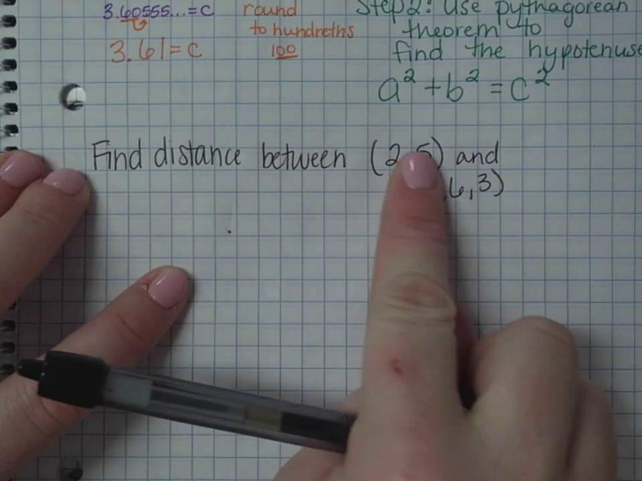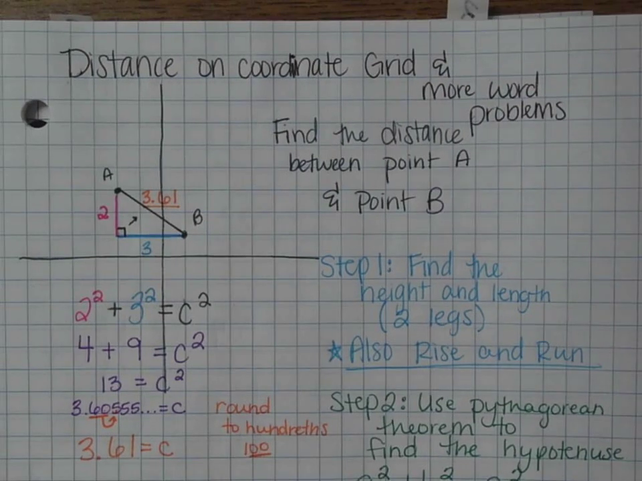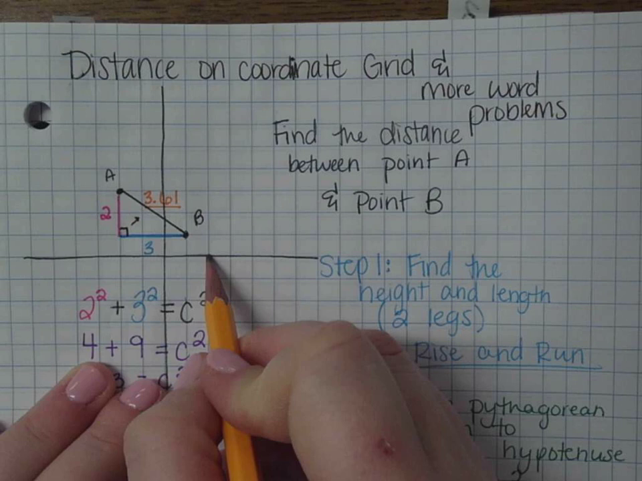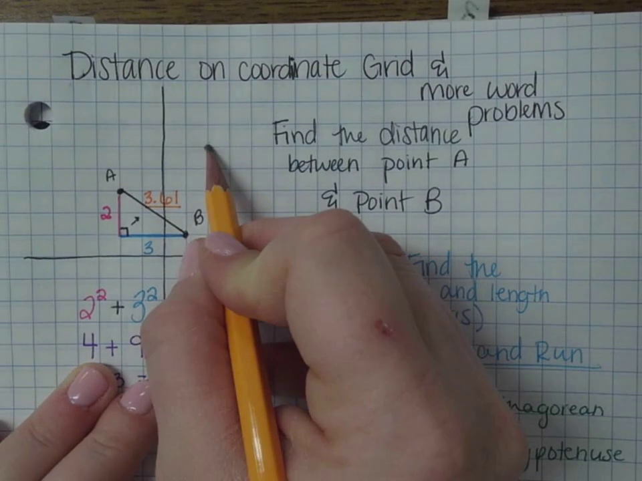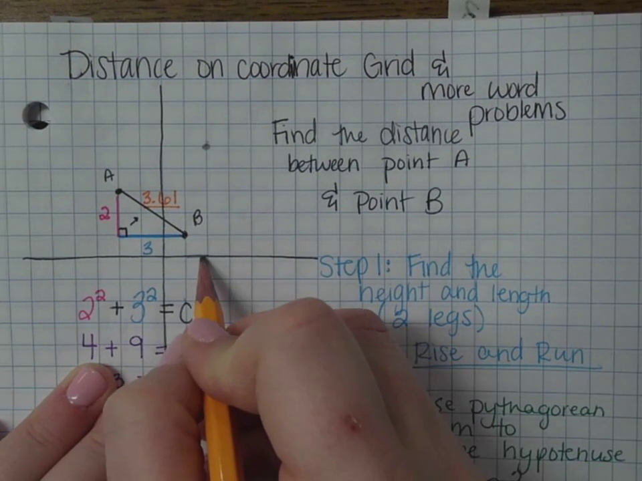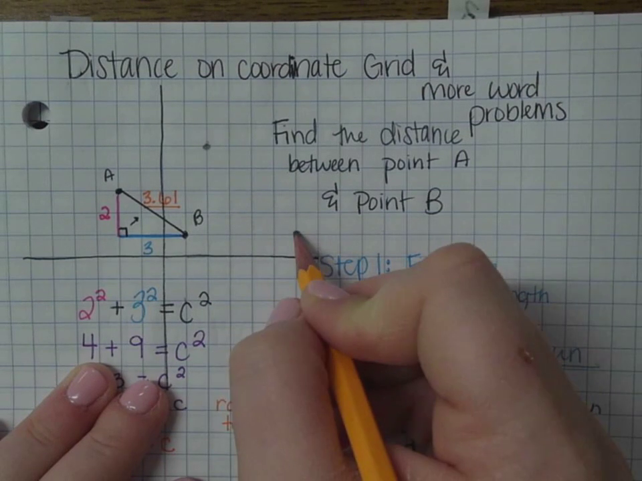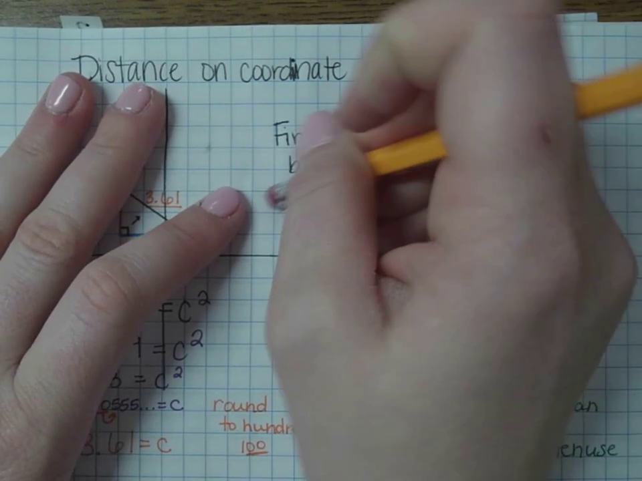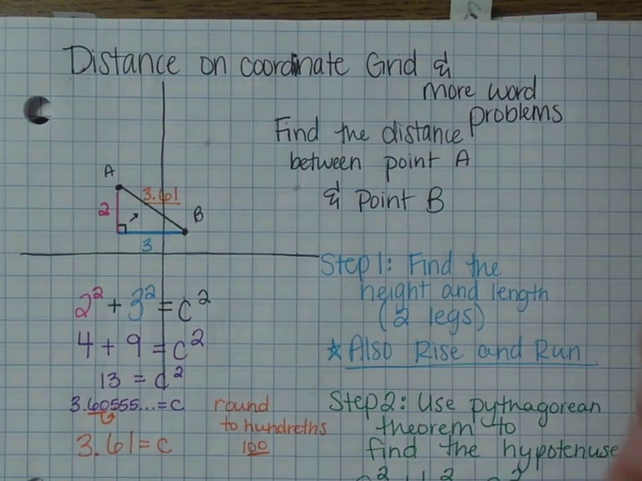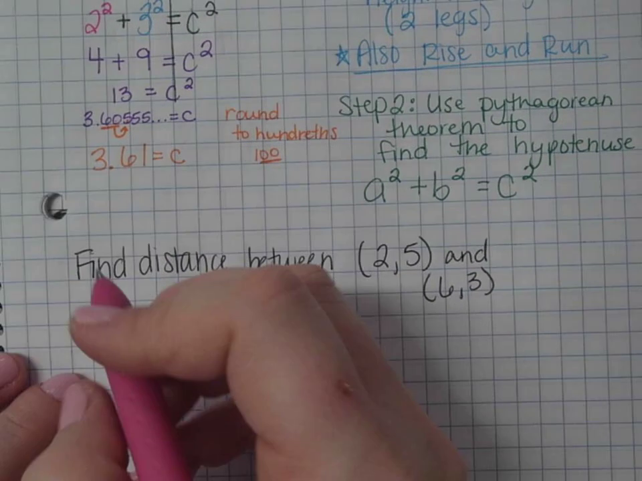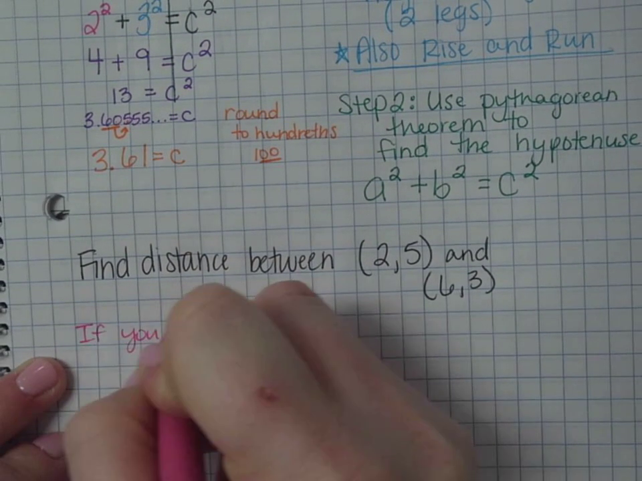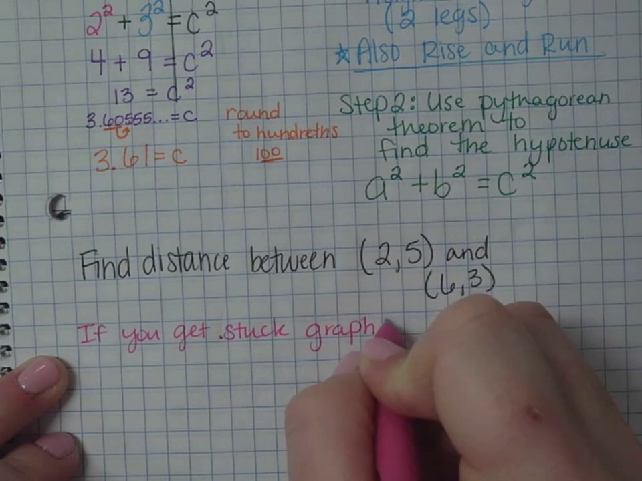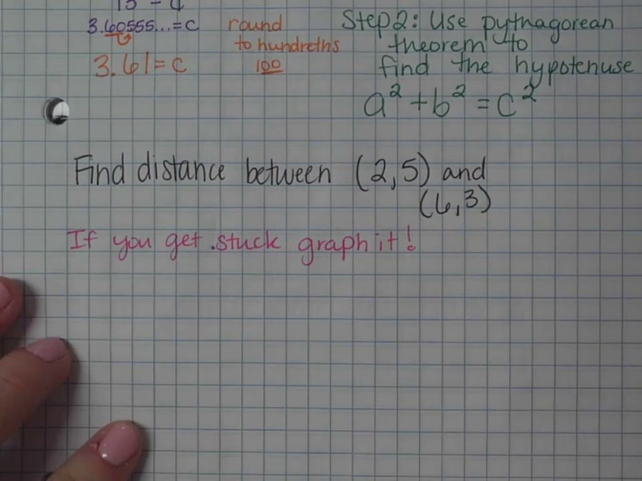So now I just have 2 points. I'm just going to use a pencil on this grid up here. So 2, 5, so I'm going to go over 2 and up 1, 2, 3, 4, 5. And then 6, 3. So 1, 2, 3, 4, 5, 6. 1, 2, 3. So it would be like that. But I'm not going to use the grid this time. Of course, if it helps you, you can always use the grid. So I'm going to write that as a note. If you get stuck, graph it.